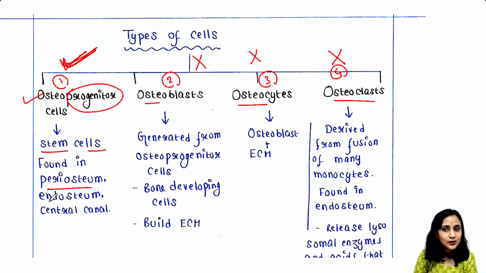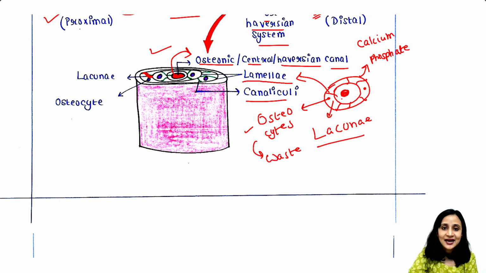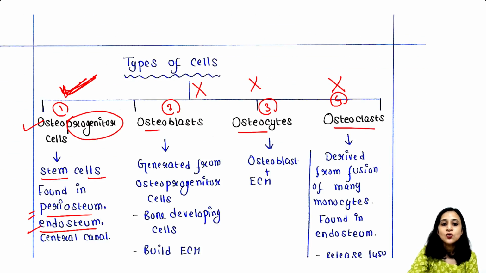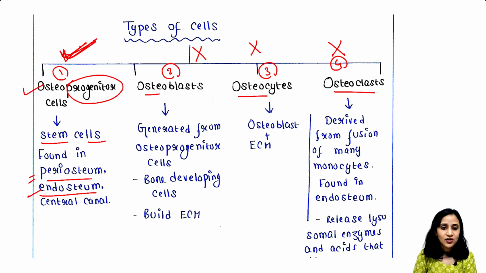So periosteum, you know, that is the outer covering of the bone. These cells are also found in endosteum. So endosteum is the covering of the medullary cavity. There also you will get these cells. And central canal, just now I have talked about the central canal of this Haversian system. So these cells are found in those central canal also. And these cells, when undergo cell division, they produce osteoblasts. So osteoblasts are generated from osteoprogenitor cells.